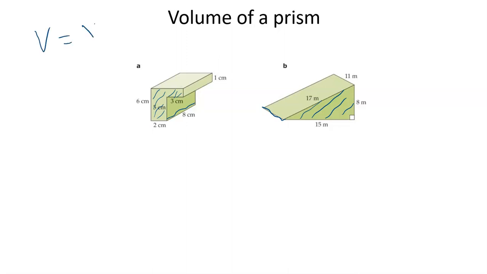So let's say the cross-sectional area times by the length. Now, I've been a bit lazy and put a cross instead of the word cross-sectional, and so don't get confused between that and the times.